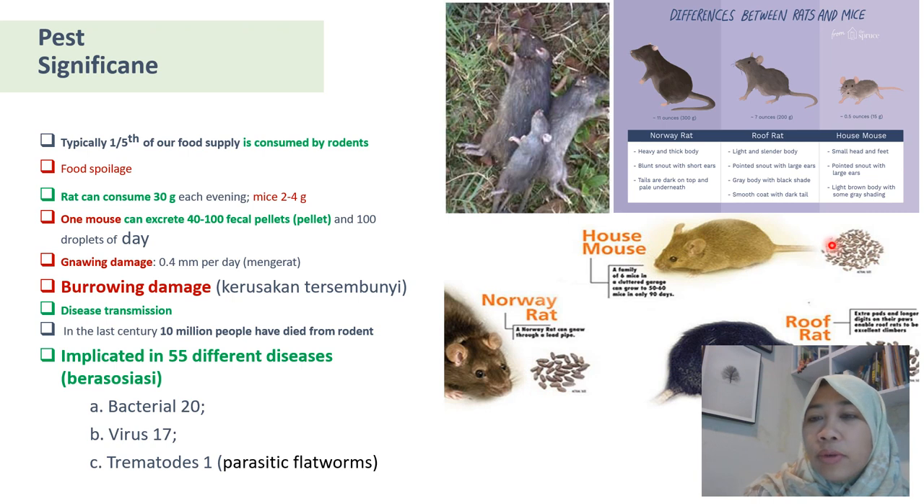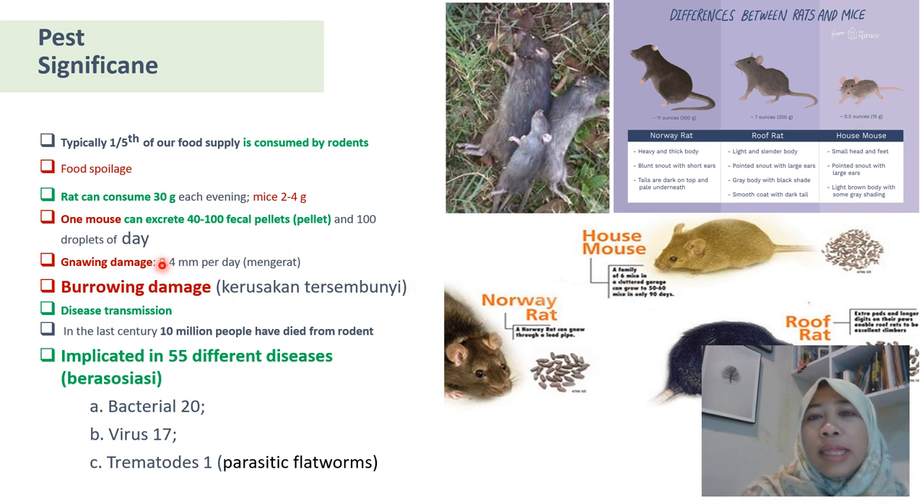Okay. As you can see in the picture, this is the poop, or the excrement, of the rat. One mouse can excrete 40 to 100 pellets and droplets a day. So this is the dropping, the pellet of the rat, and this is the pellet of mice.